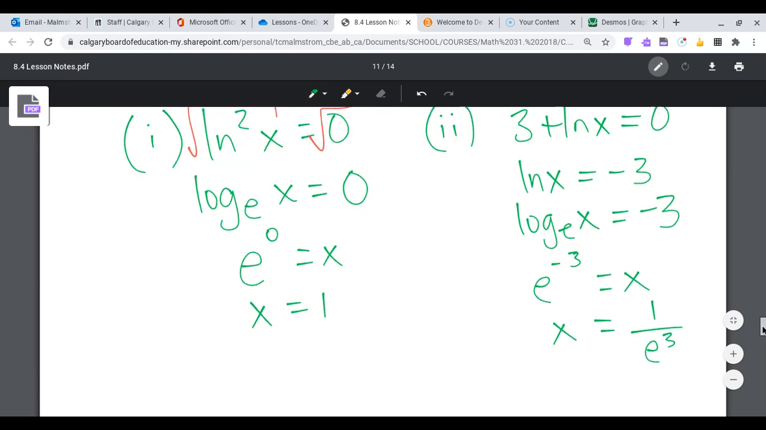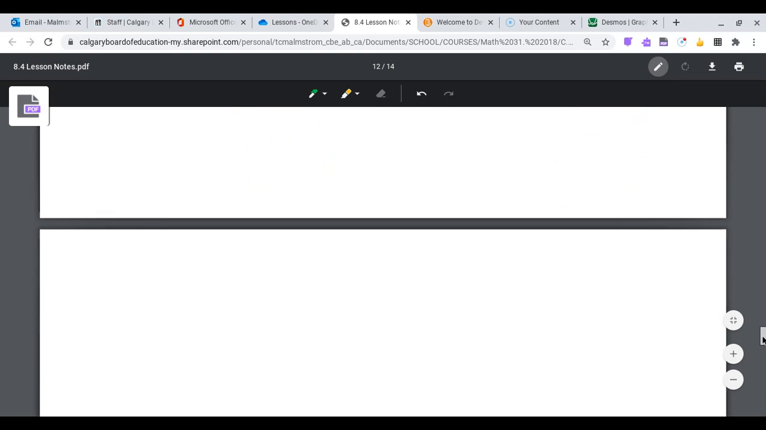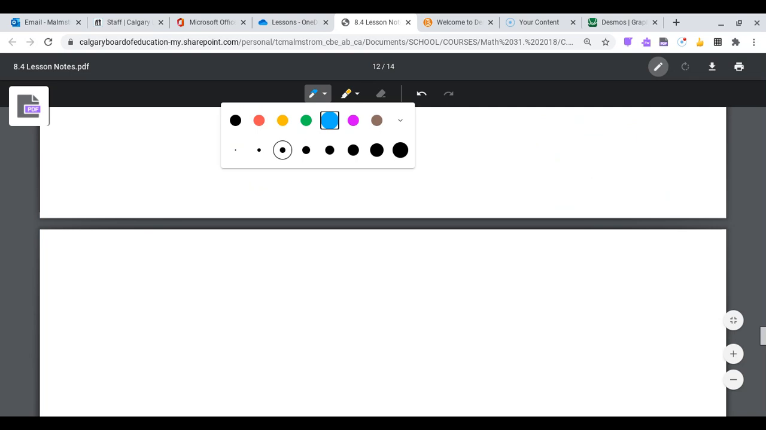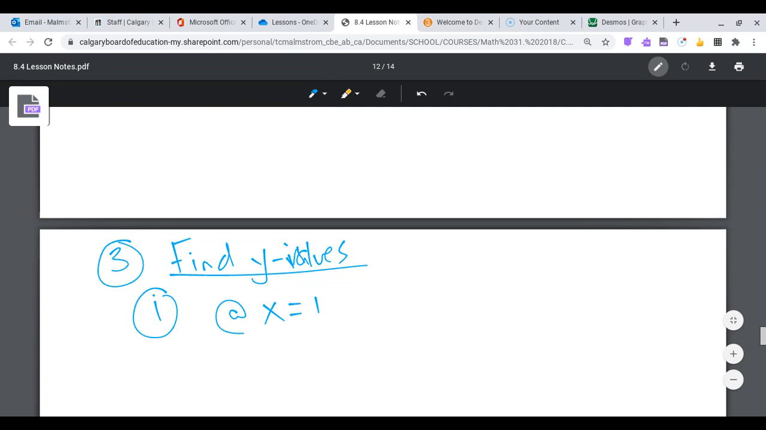And now we need to find the y values for these x's. Where are these points happening? That's the question, right? So then I just need the y values and I'm done. So let's grab a new piece of paper here. Okay, so step 3, we're going to find those y values. If x is equal to 1, what will the y value be? So I need f of 1. So 1 times ln 1 cubed.